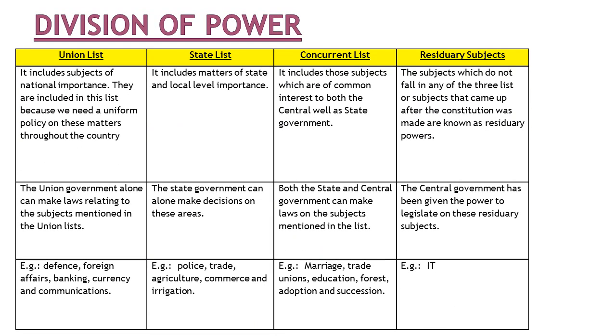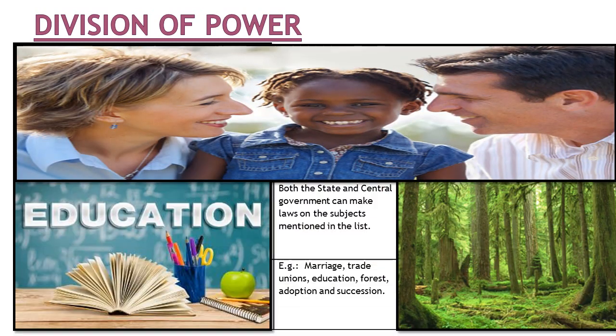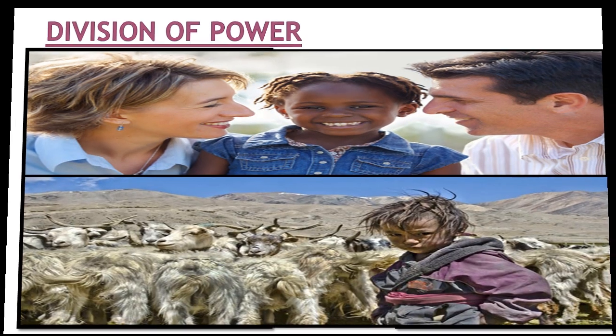Mentioned in the concurrent list. These are those subjects that are important to both central and state government. So both central and state government can make laws on it. But in case of any dispute, the final decision will rest with the central government. So such issues are marriage, trade unions, education, forest, adoption, succession, etc.